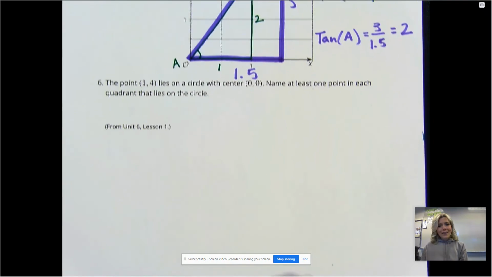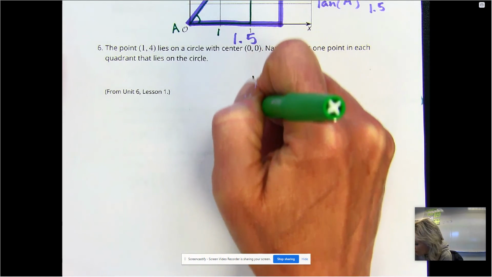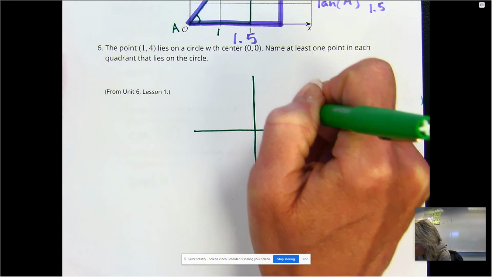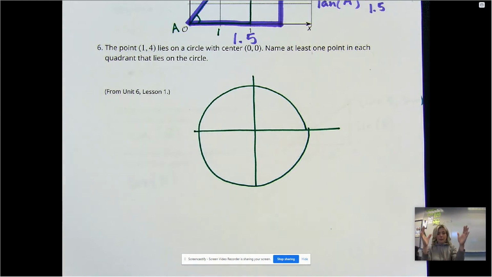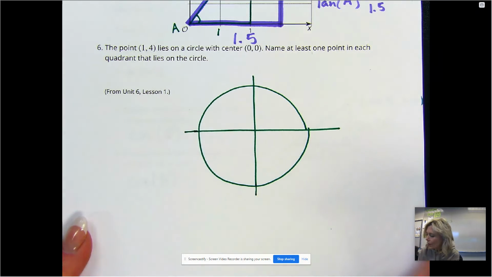Okay, finally number 6. The point (1, 4) lies on a circle with center at (0, 0). Name at least one point in each quadrant that lies on the circle. Okay, I'm going to actually draw something out. We'll see how well it turns out. So far, it's not looking great, but it's okay. So let's just pretend that that is a circle, not a flat tire. Definitely looks more like a flat tire, but that's okay.